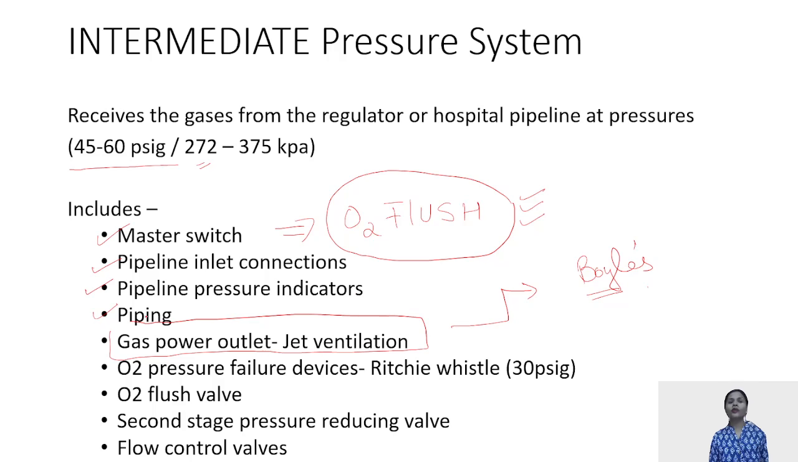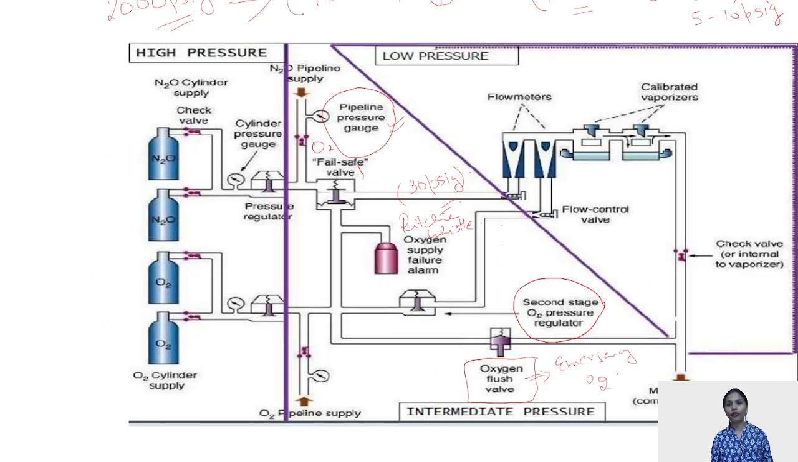Then you have your oxygen pressure failure devices. If your oxygen pressure fails, this whistle is going to ring. Then oxygen flush valve, your second stage pressure reducing valves, and lastly your flow control valves. These are your flow control valves. These are also included in your intermediate pressure system. That's your intermediate pressure system starts from your pipeline till your flow control valves. I repeat, your intermediate pressure system starts from your pipeline to your flow control valves.